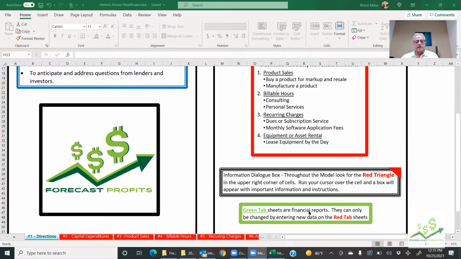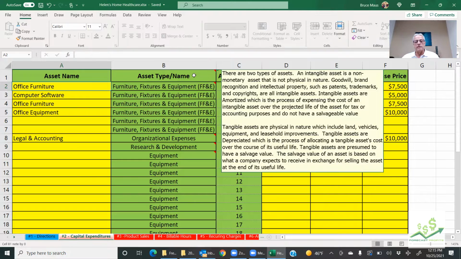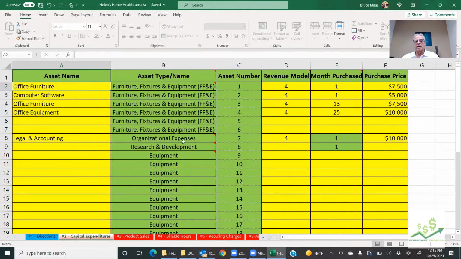Our first case study was with Helen, who created her own business, Helen's Home Health Care. She was a geriatric nurse for 15 years and decided to leave her employer and start a new business. The first thing Helen had to accomplish was she needed to purchase some assets to operate her business: office furniture, software, etc. Now, as we drag our cursor over the first cell with a red triangle, it gives us the definition of 2 different types of assets.